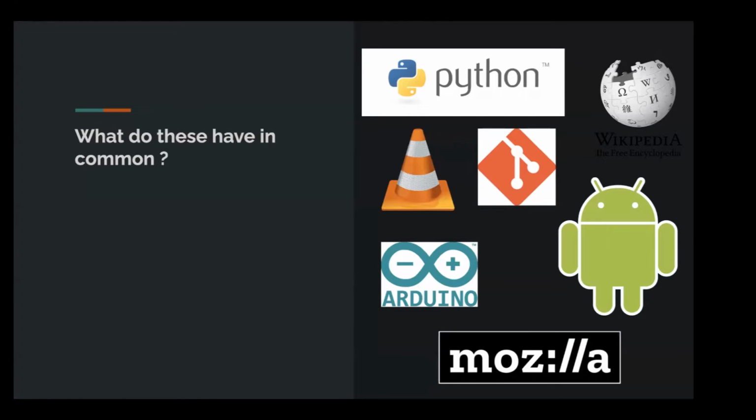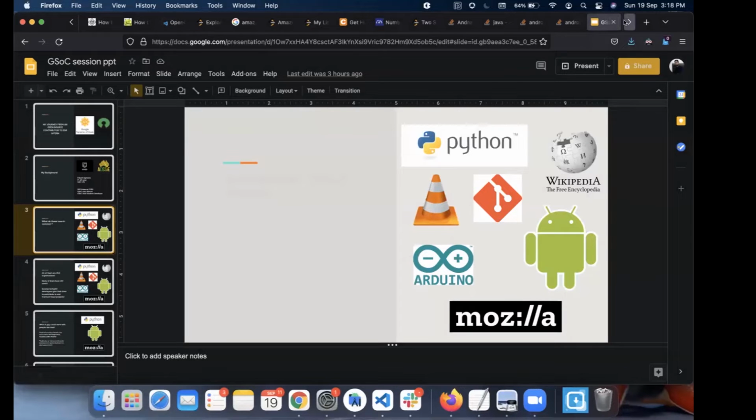I think you must know that Wikipedia is open source, and Android that we use is open source. That is why we have many custom ROMs. Like we can build our own custom ROM itself. Mozilla is also open source. VLC is open source, right? And we have these codes. Like I'll show you. We have this one.